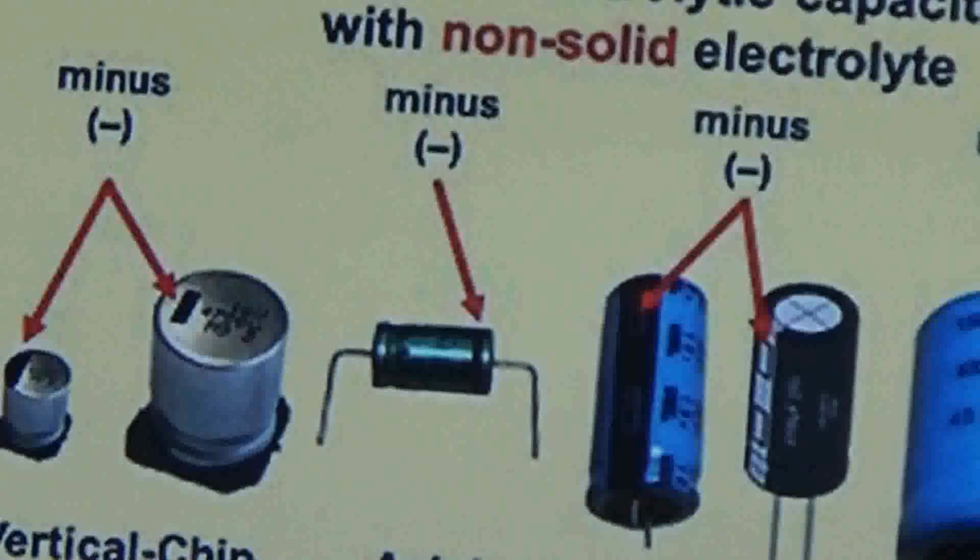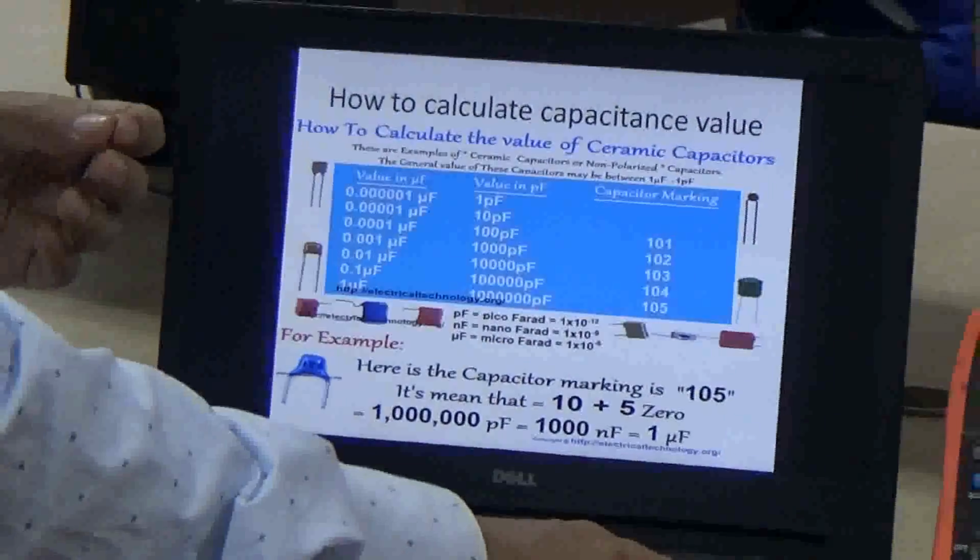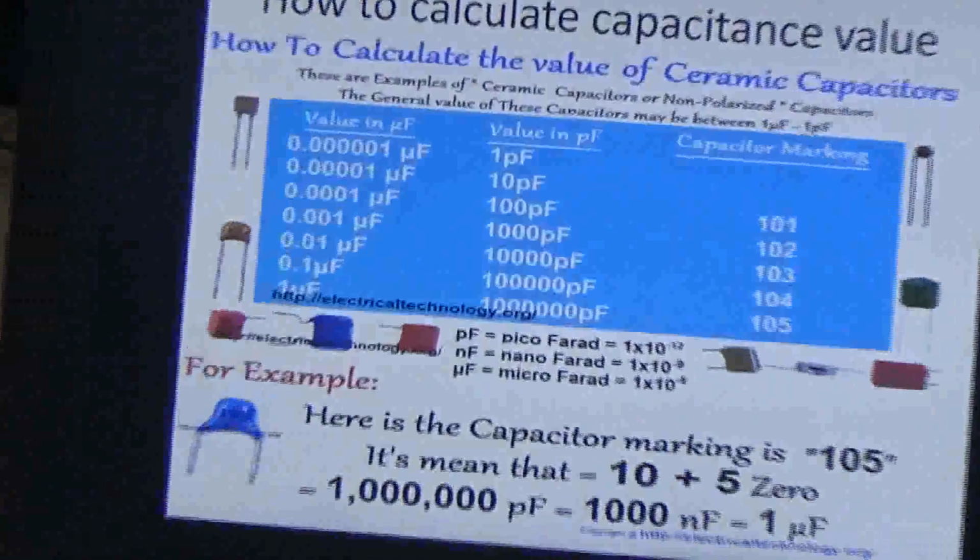Now how do we calculate the value of the non-polar capacitor? To calculate the value of the non-polar capacitor, this is given 100. So the first digit is 1, the second is 0, and the third digit indicates the multiplier. If it is 0, then we multiply by 10 raised to power 0, which means it is 10 picofarad.